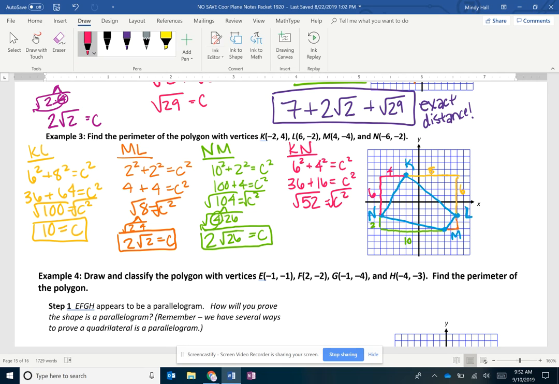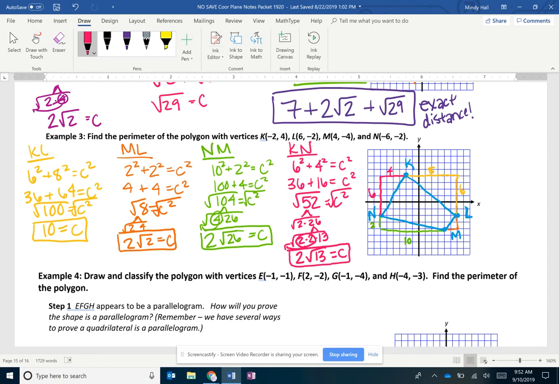And when you take the square root of 52, 52 breaks into 2 times 26, and 26 breaks into 2 times 13. So then I have a pair of 2's that get to move out. That is 2 root 13.